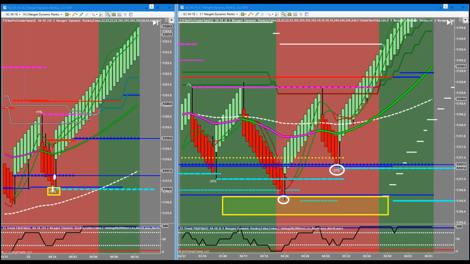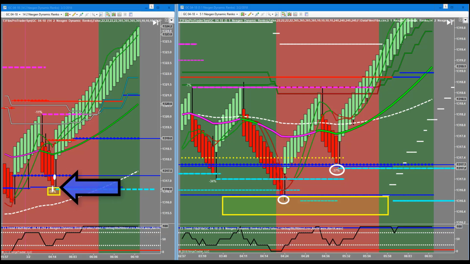The next pattern that we're going to look at is still using multiple time frame Fibonacci support and resistance. And what we're going to do is focus our attention on the 14-2 chart on the left, and on the yellow box at multiple time frame Fibonacci support. Now, it's not the first test of Fibonacci support. This is a high probability second test of multiple time frame Fibonacci support.